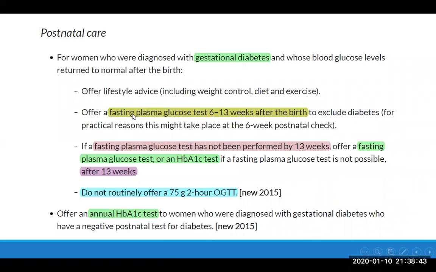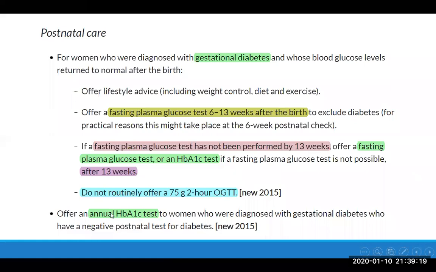And we must check fasting plasma glucose, fasting, not 2-hour or oral glucose tolerance test, or hemoglobin A1C, fasting blood glucose at 6 to 13 weeks after birth to exclude diabetes and to diagnose the type of diabetes. If the fasting test is not performed, after 13 weeks they recommend fasting plasma glucose or hemoglobin A1C after that. They didn't recommend the oral glucose tolerance test for diagnosis.